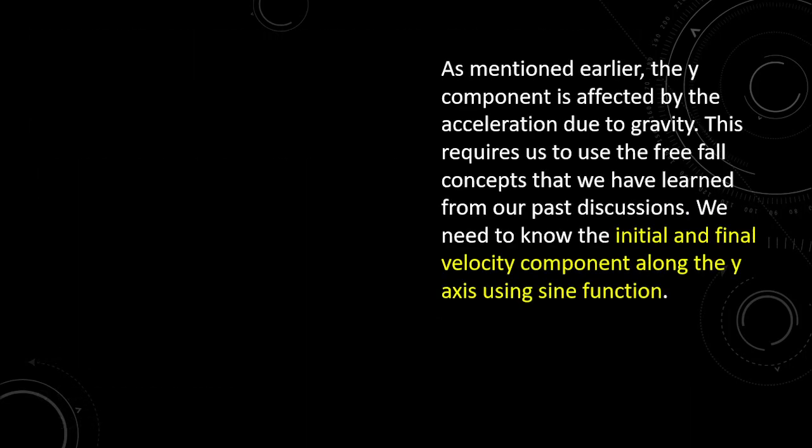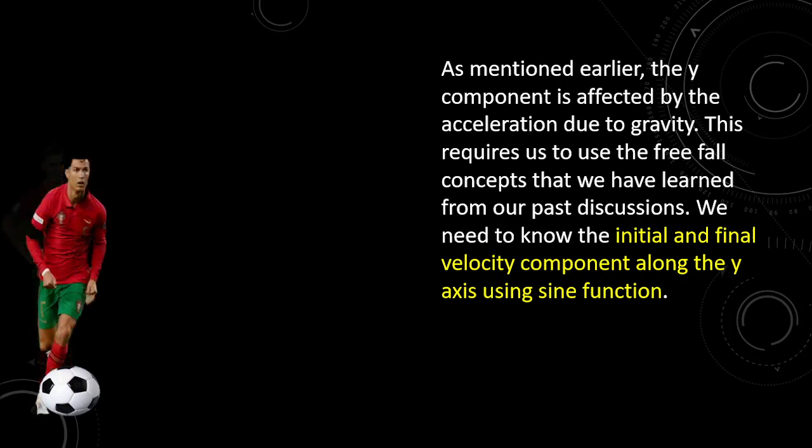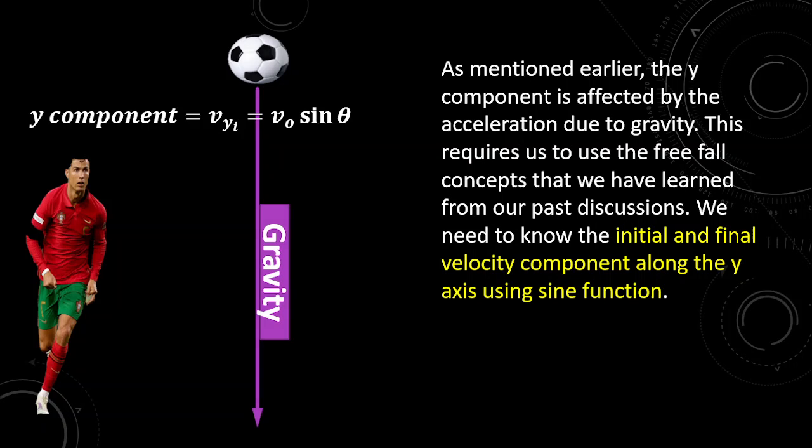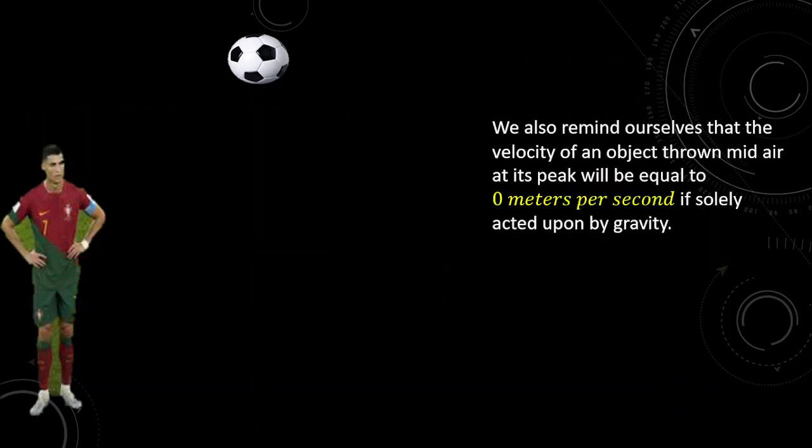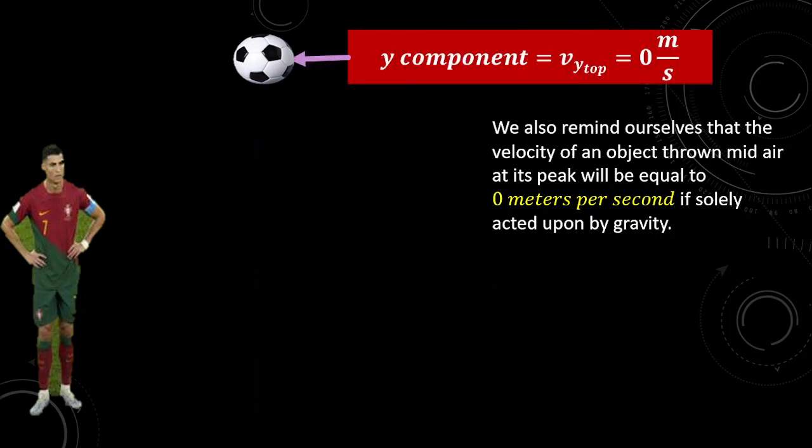As mentioned earlier, the y component is affected by the acceleration due to gravity. This requires us to use the free fall concepts that we have learned from our past discussions. We need to know the initial and final velocity components along the y-axis using the sine function. We also remind ourselves that the velocity of an object thrown in mid-air at its peak will be equal to 0 meters per second if solely acted upon by gravity.